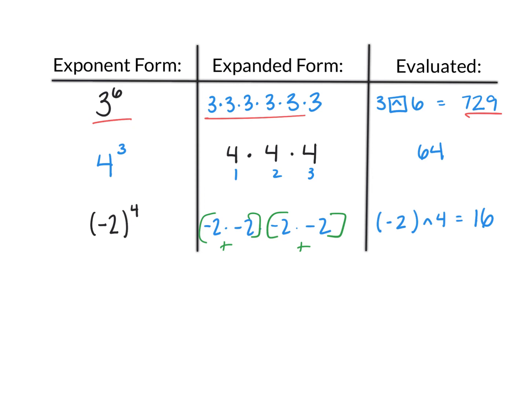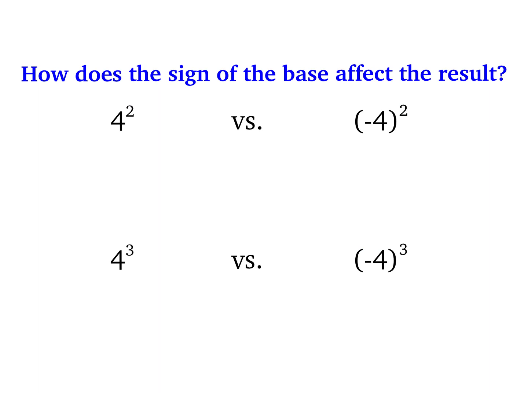Let's explore more on how negative bases or positive bases affect your outcome. The sign of the final answer depends on what type of exponent you have. Let's explore with smaller exponents such as squared and cubed, with a positive 4 and a negative 4. 4 squared, by definition, expanded out means 4 times 4, so that answer would be 16. Negative 4 squared would mean negative 4 times negative 4, and those two negatives would cancel, leaving a positive 16.